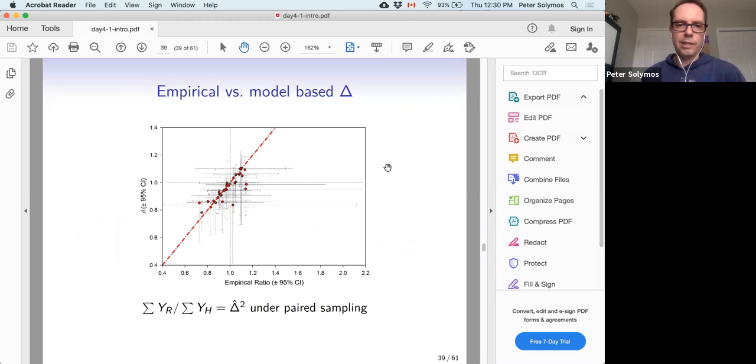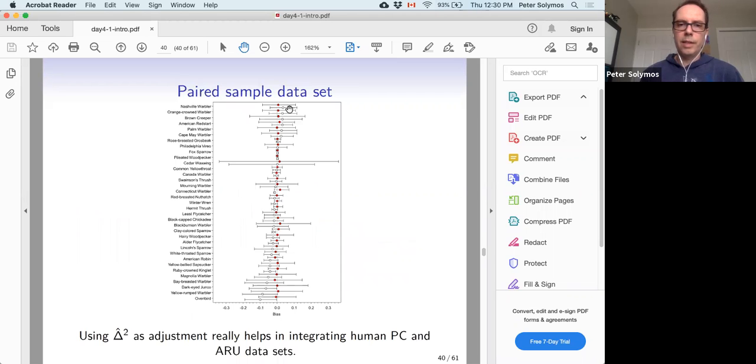And this is what you can see here, how this model-based estimate is just going to be the ratio of the mean counts. And once you take that into account, this is the original bias that you get, the empty circles, if you don't account for whether it's an ARU or not, across many species. Once you incorporate that ratio, then the counts are going to be adjusted back to the same value.